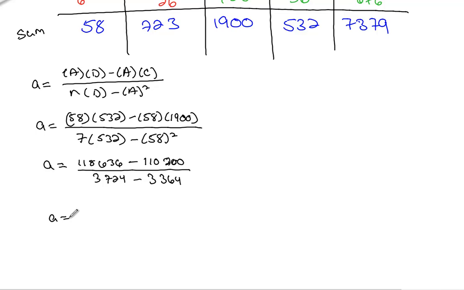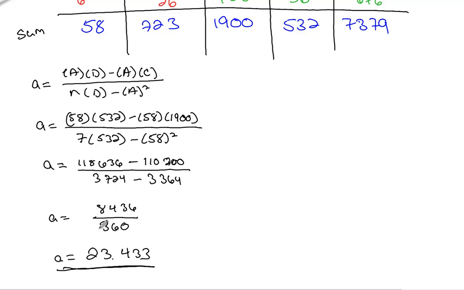Now I'm going to do each individual subtraction. So that is 118,636 minus 110,200. That's going to be 8,436. And then 3,724 minus 3,364 is 360. Do that division, and I'm going to round to 3 decimal places. That's going to be 23 and 433 thousandths. This is my A value.